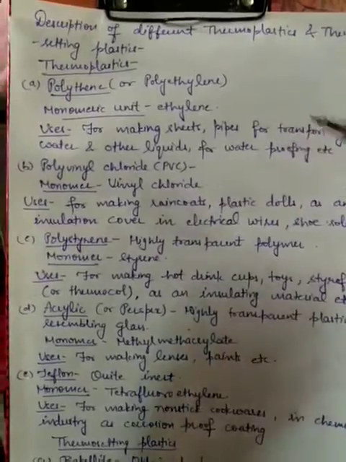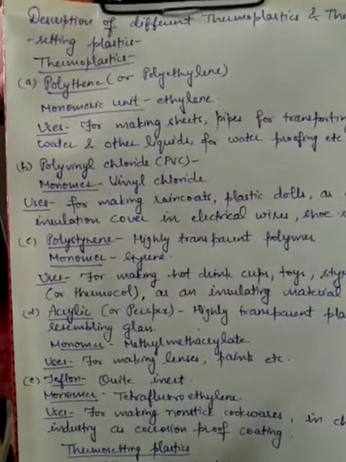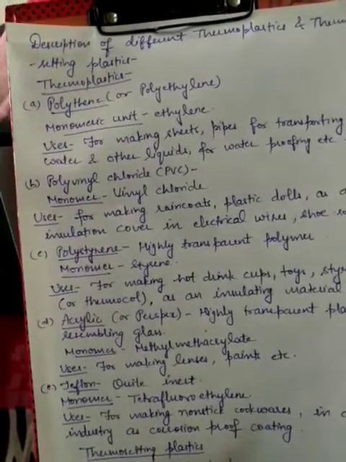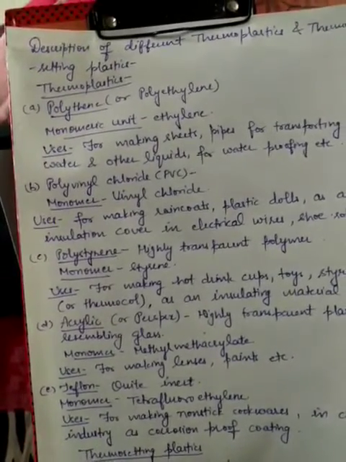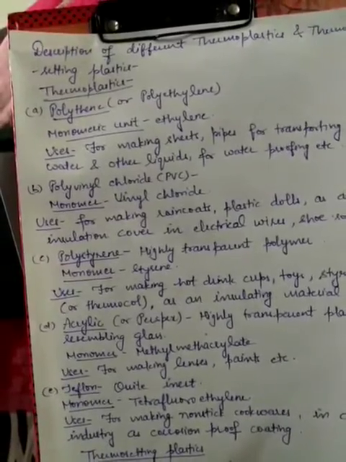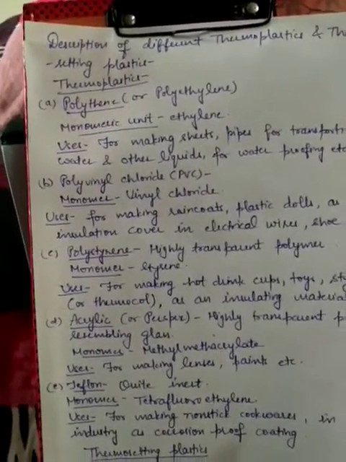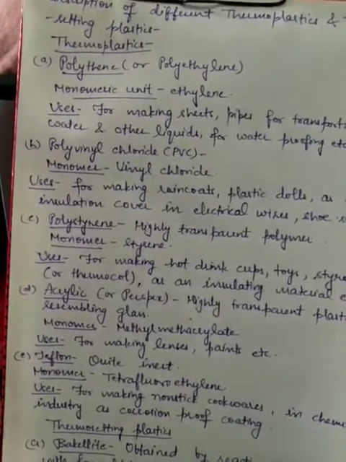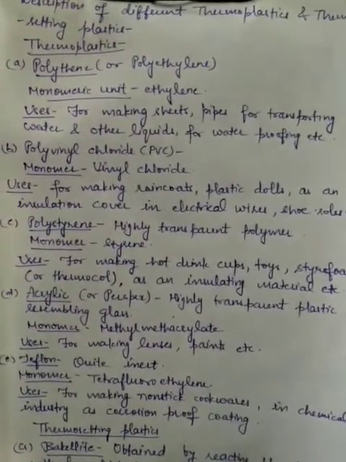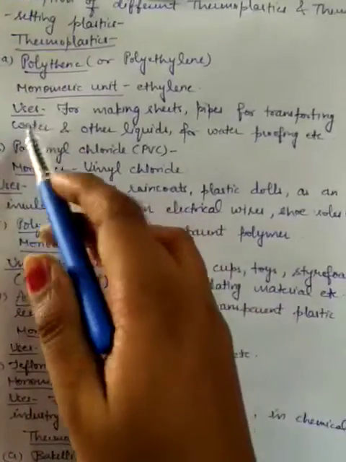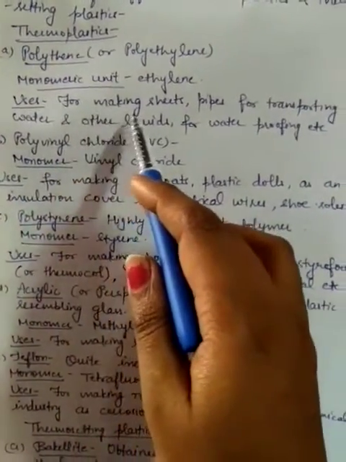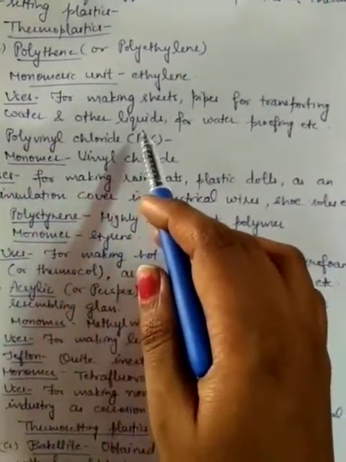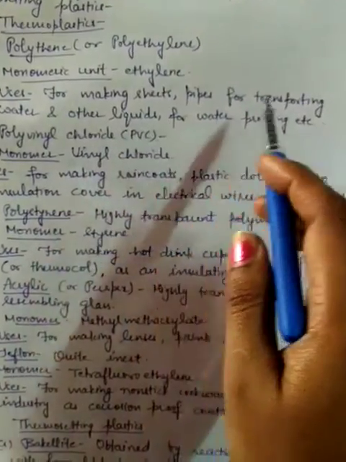Now, what are its characteristics? You know very well about polythene. It is a whitish translucent material. It is lightweight and can be transported easily. It is not affected by acids, alkalis and most of the organic solvents. It does not absorb any water, so we can say it is impermeable to water. Now, what are the uses of polythene? You know very well these are used for making sheets, pipes for transporting water and other liquids, and for waterproofing, etc.